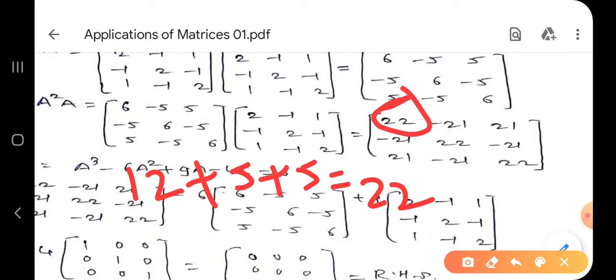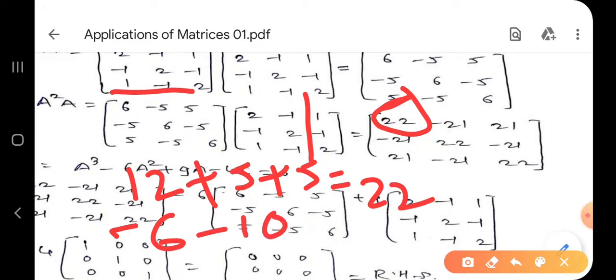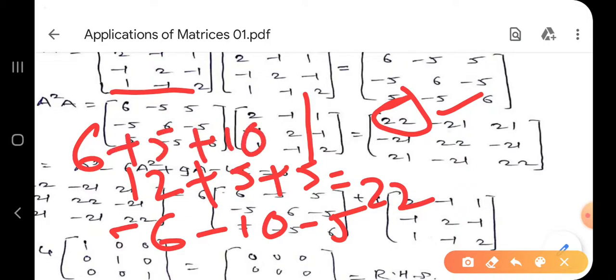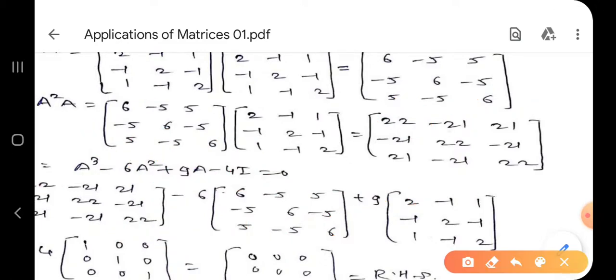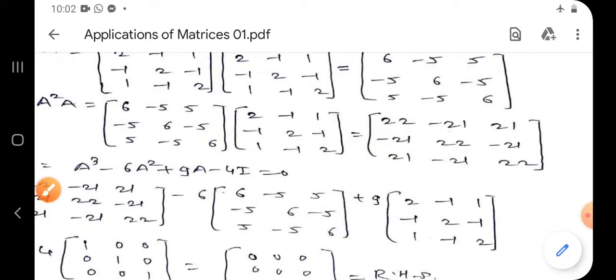Do it for the next one. Minus 6, then minus 10, and last one is minus 5. So here we get minus 21. Then 6, next one is plus 5 and plus 10. Correct? Again it is 21. Understood? So we get the first row here. Use the trick and write down the next one. What is the next one here? Minus 21, 22, minus 21. 21, minus 21, 22. Understood?